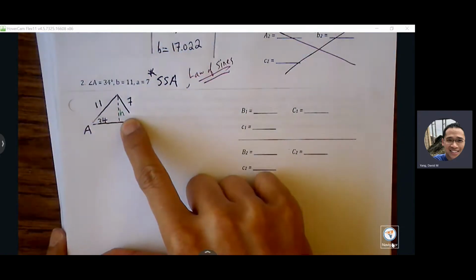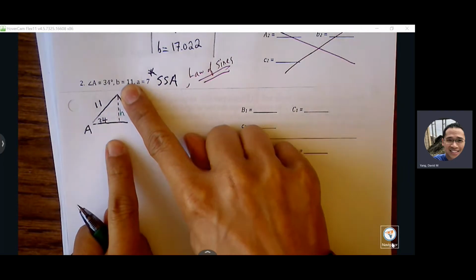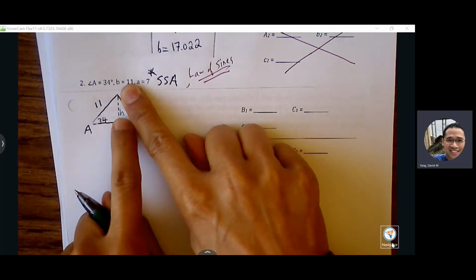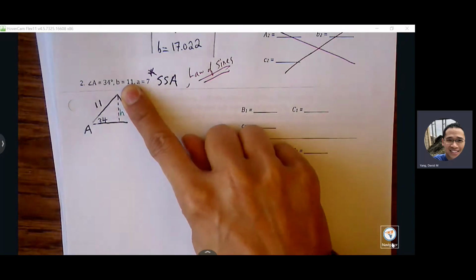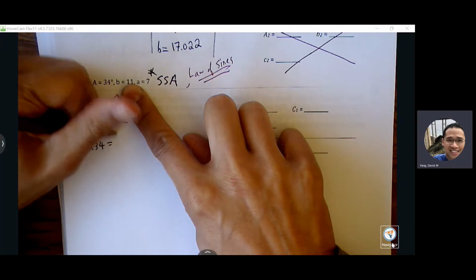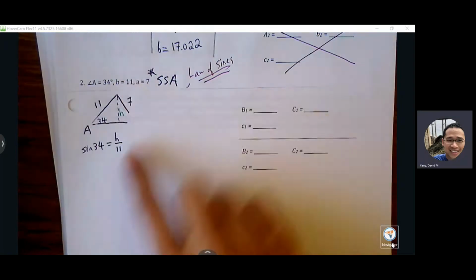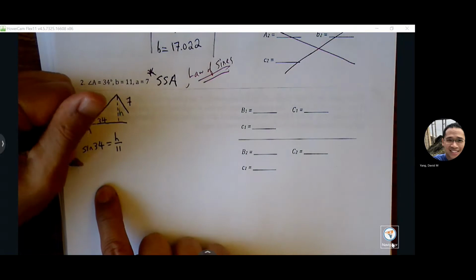So I'm going to use sine to help me find that h. There's a right triangle. I'm forcing a right triangle here to figure out that vertical height. So how would you set this up? Sine 34 equals h over 11. Good. So we're going to solve for h, and that's going to help us know what to do with that 7.